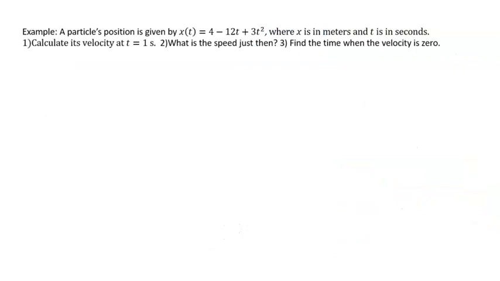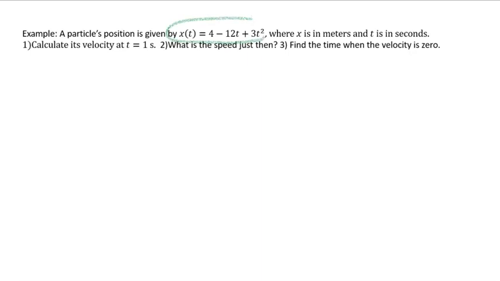Now let's look at another example. The particle's position is given by this expression. x is measured in meters, t is in seconds. Calculate its velocity at t equals 1 second. So that is the instantaneous velocity at t equals 1. What is the speed just then? That means that's the instantaneous speed at t equals 1. And find the time when the velocity is 0.